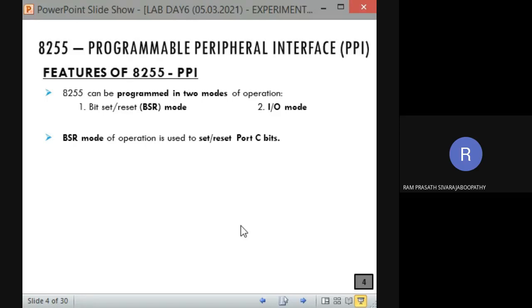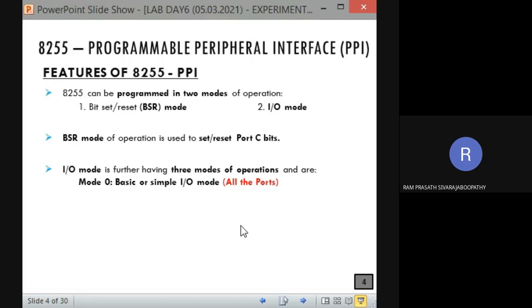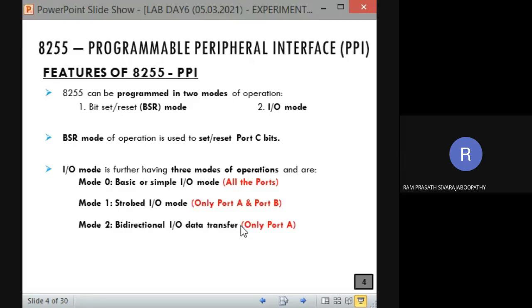BSR mode is applicable only for port C. Port A and port B cannot be configured in BSR mode. Please remember that. Kindly make a note of it. There are 3 ports, and all can be programmed, but BSR mode is applicable only for port C. Whereas the IO mode is further classified into 3 types: mode 0, mode 1, mode 2. Please carefully observe what I am saying.